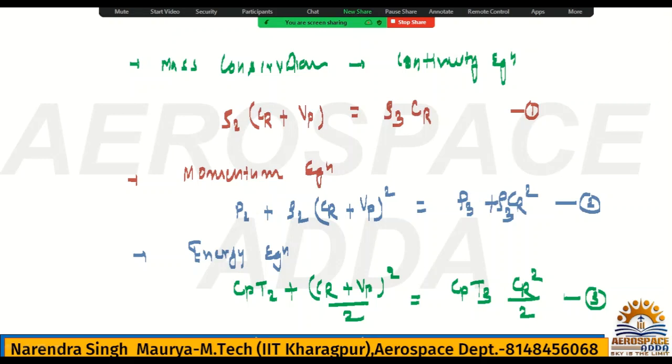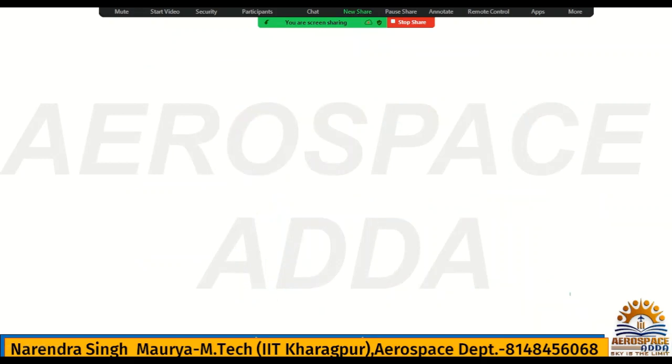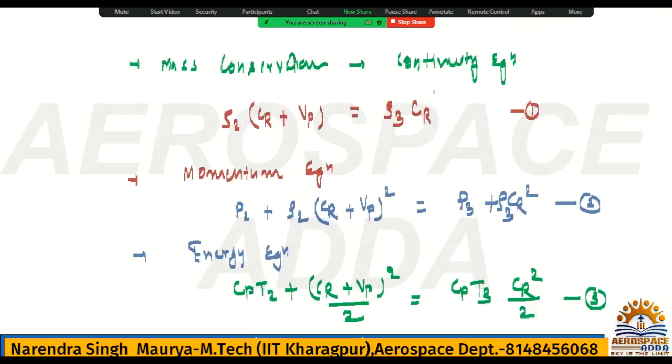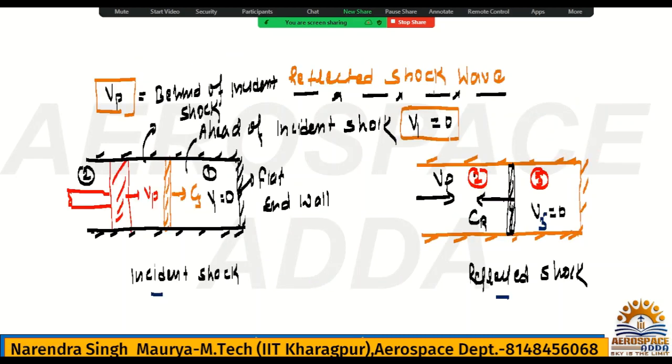But a few things I will give you directly after the derivation, so that you can use them in the problem. What is that? We have to write formula number 1, which is nothing but the Mach number of the incident shock. Where is the incident shock? See the diagram. This is the incident shock.